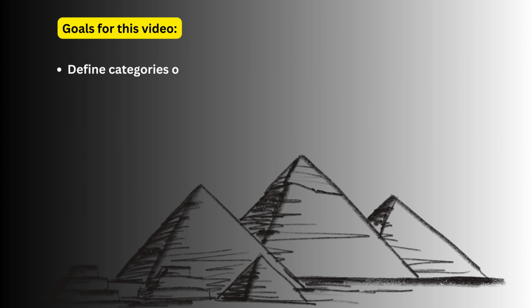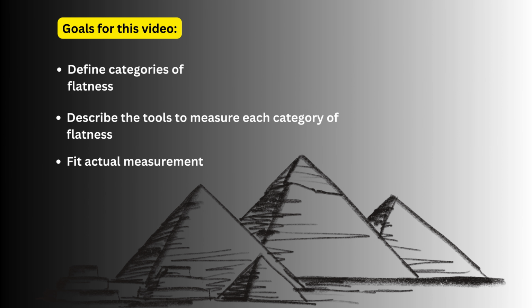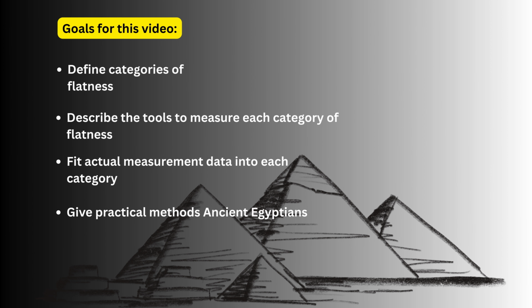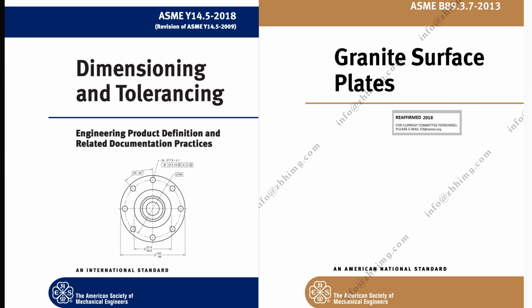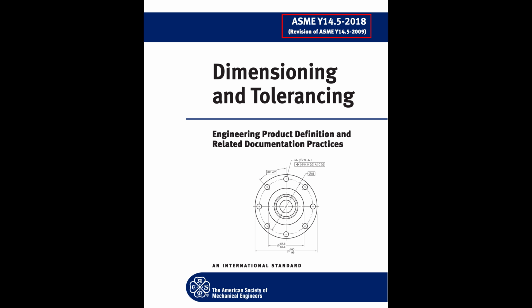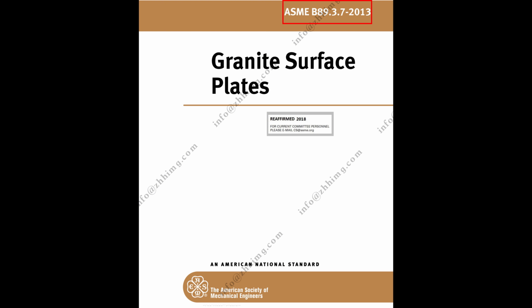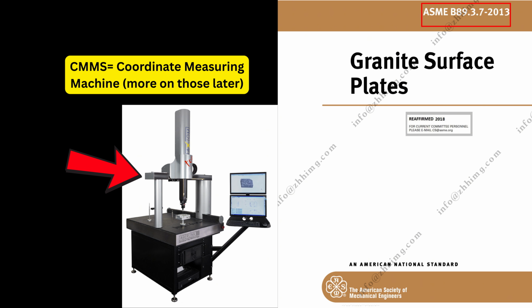Now we need to define a few general ranges of flatness in order to figure out what category these items fall into, because the tools and ways to measure them change as the surface flatness increases. We have two standards by the American Society of Mechanical Engineers. Y14.5 defines flatness tolerance symbols, and B89.3.7 covers flatness measurements using CMMs.